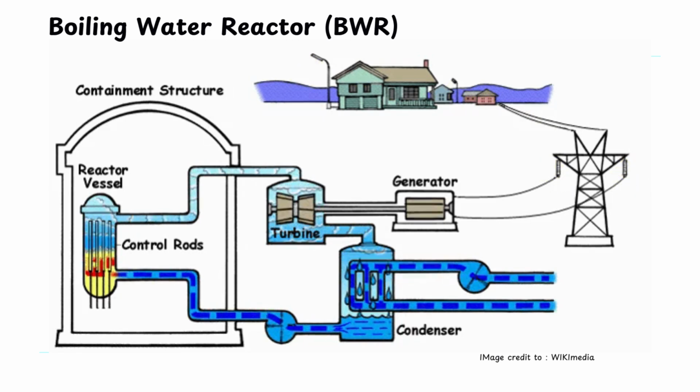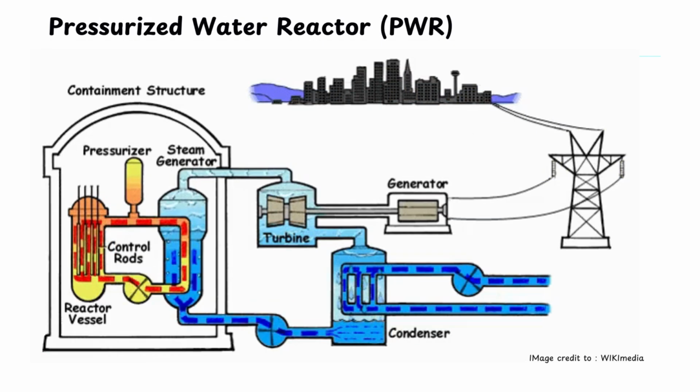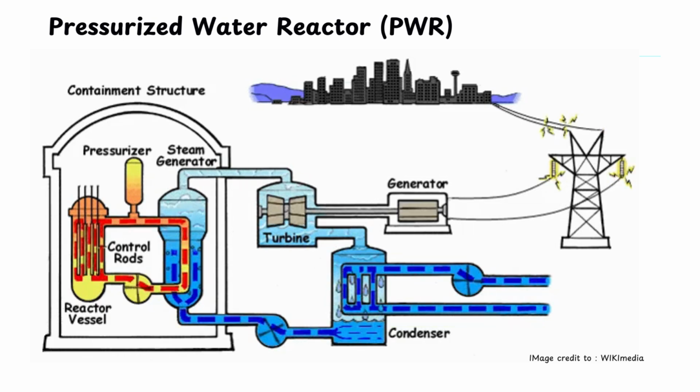In a boiling water reactor, the main thing we have to notice is that the water is directly converting into steam in the reactor vessel. Then the steam directly goes to the turbine. But in the pressurized water reactor, water gets heated up in the reactor vessel, but it is not converted into steam here, because the pressurizer makes sure that it stays in a liquid state. Then the water goes to the steam generator. In the steam generator, water is converted into steam, and that steam goes to the turbine. So the main difference between the BWR and the PWR is where the water is converting into steam.